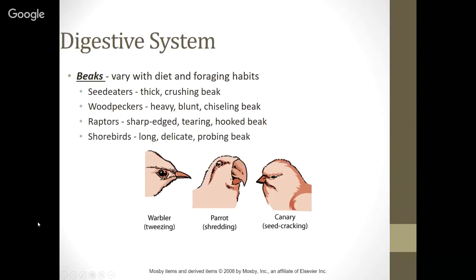The digestive system starts with the beaks, which vary with the diet and foraging habits. Seed eaters will have a thick, crushing beak. Woodpeckers will have a heavy, blunt, chiseling beak. Raptors will have a sharp-edged, tearing, hooked beak. And shorebirds will have a long, delicate, probing beak.